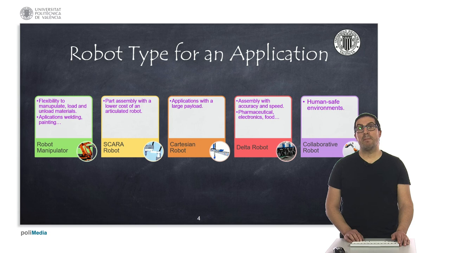So, the application will basically determine the type of robot to select, since some robots are more suitable for some applications than others. Classic robot manipulators are suitable for applications such as manipulation, welding, painting, among others. This is due to their great flexibility and their dexterity to load and unload materials. Scara robots are suitable in assembly applications with a lower cost than the previous ones, and also with a reasonably good work area. Cartesian robots are very appropriate in applications requiring a high payload capacity, while on the other hand, Delta robots are ideal in industries such as pharmaceutical, electronics and food, due to their great precision and speed. And finally, in applications where the robot has to work within or with humans, collaborative robots are our best option.